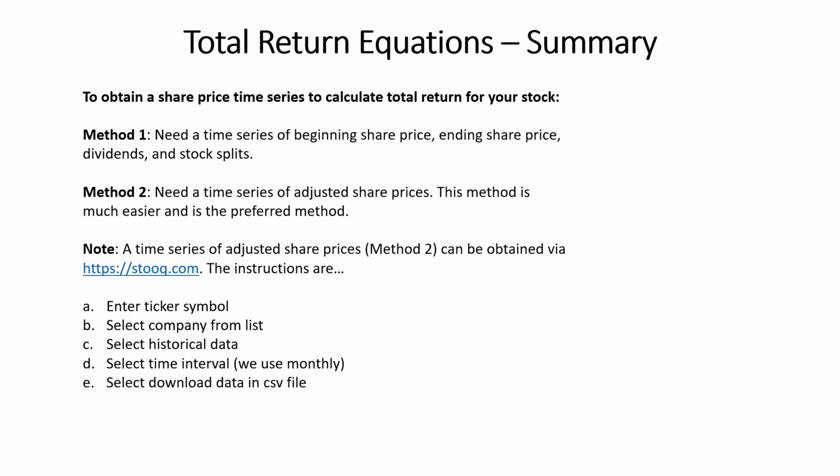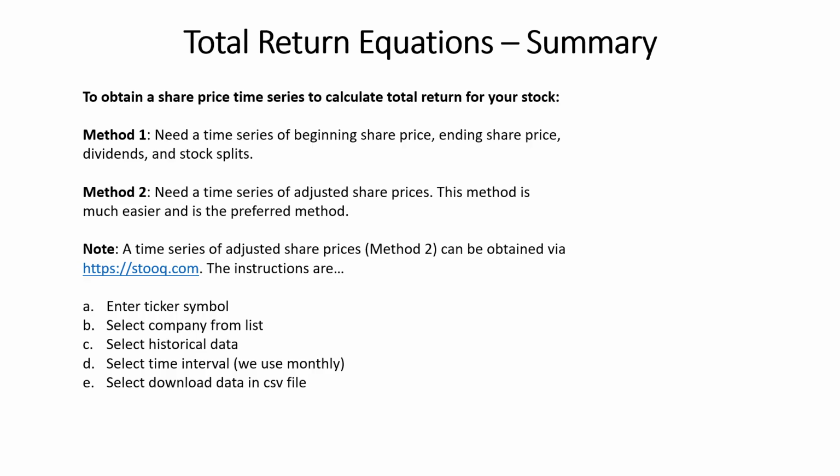Now, the question will be, well, where do I get adjusted share prices? I mentioned Yahoo.com initially. The problem with Yahoo.com is that they started charging for that information, which is always a bummer. So I had to find another source, and I found Stooq.com. And what you want to do is type in your browser Stooq.com. I don't know what the Stooq actually stands for.